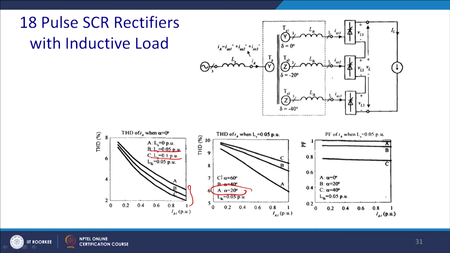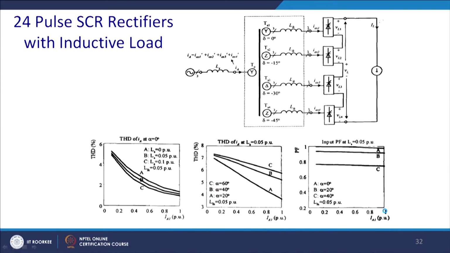Similarly, this is the waveform corresponding to the power factor at different values of the firing angle, alpha equal to 0, alpha equal to 20 degrees and alpha equal to 40 degrees, and this is the corresponding load current in per unit. Similarly, we can do the same graph for the 24 pulse converter. That will have a phase shift of 15 degrees.